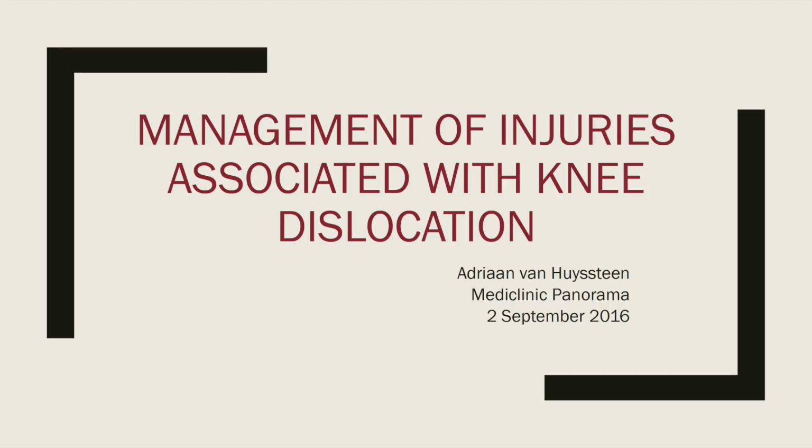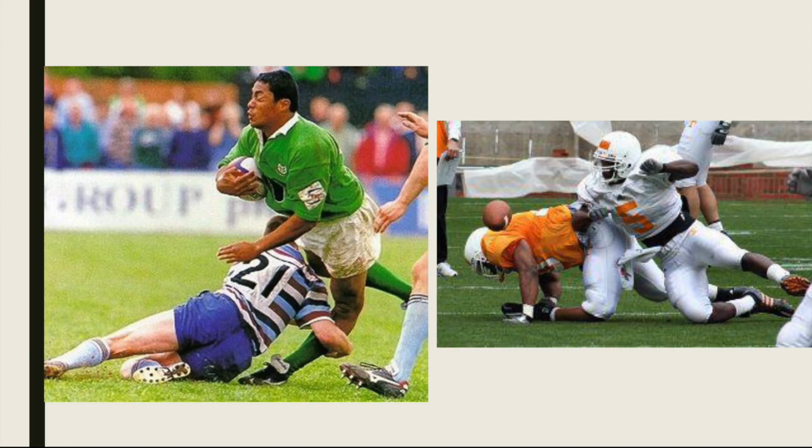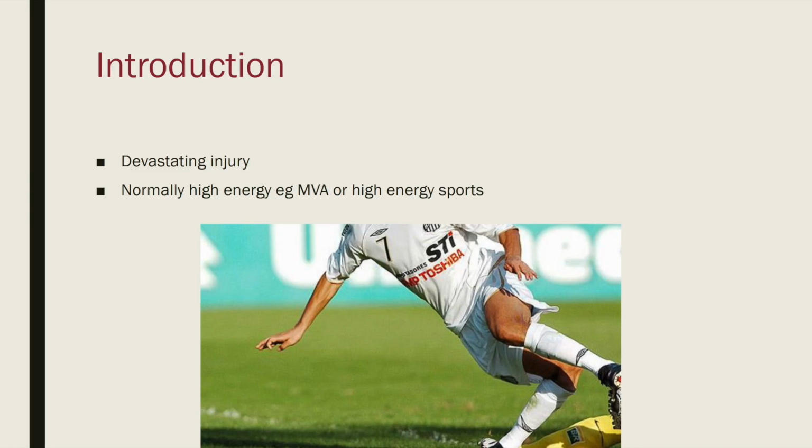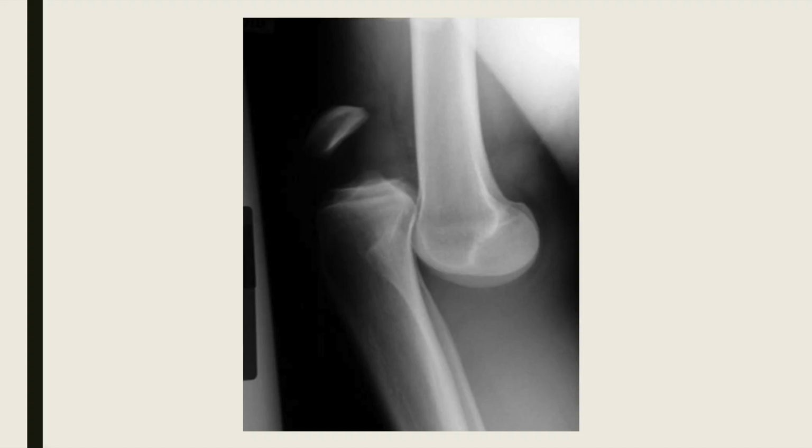So firstly, if we just look at some of the injuries that are associated with knee dislocations. I've also got some of these photographs, and it's not only the American football players that do this to themselves, but also the soccer players and the rugby players. And these are high energy injuries, as you can see, often associated with motor vehicle accidents and high energy sport. And they're devastating injuries. This is an X-ray of a tibia that's gone anterior dislocation.